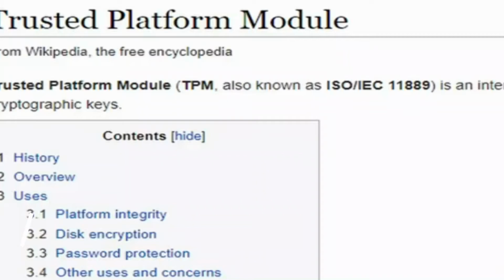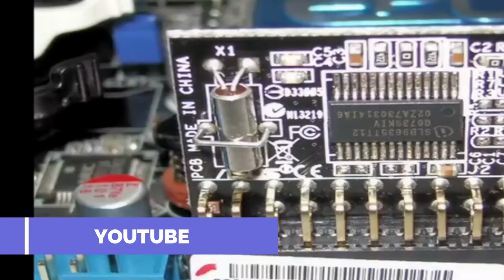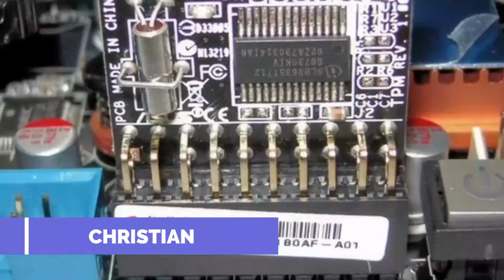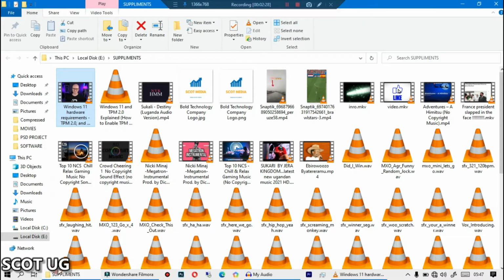TPM stands for Trusted Platform Module, and it is a special cryptographic processor that can be either added as a separate module you can plug onto your motherboard, or it is also built into the CPU. As you can see, it comes either incorporated into your motherboard or you can purchase it. You can check whether your PC has a TPM or not.